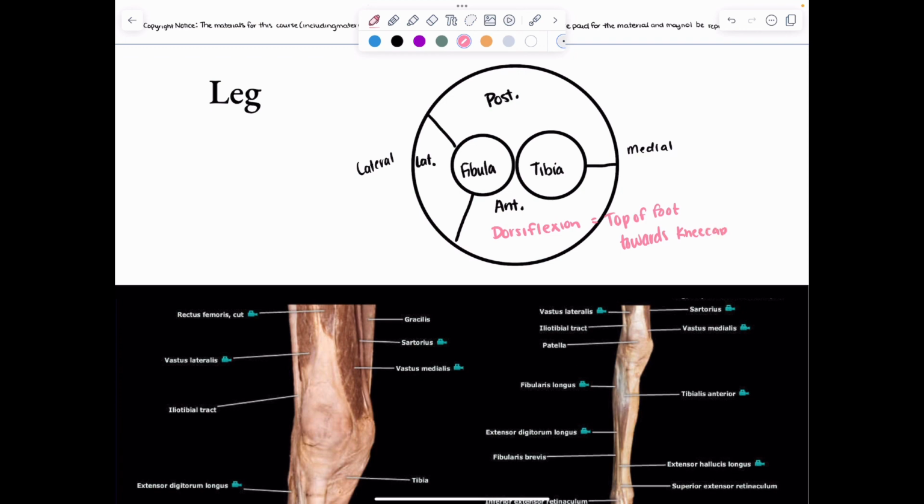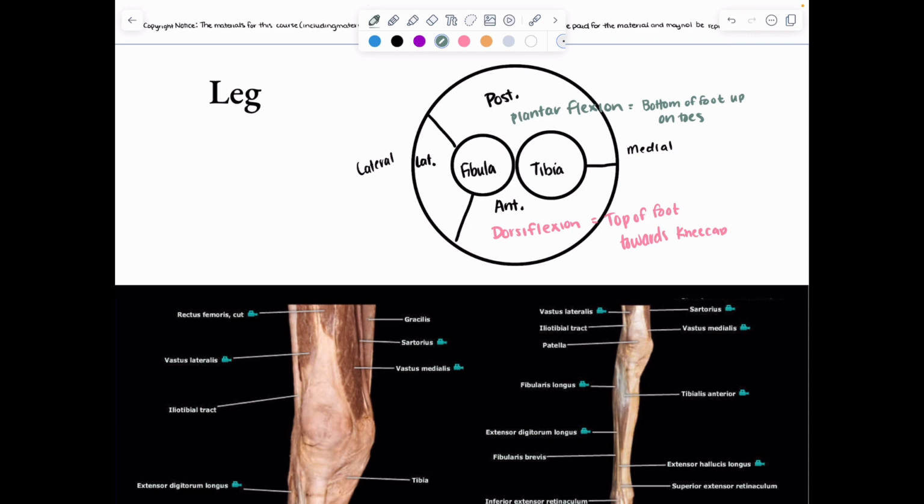Whereas the posterior compartment, which is our calves, is going to do plantar flexion. And that's where I'm thinking about the bottom of my foot going towards the back of my leg. Or you can think of on toes, right? And that's how, when you do calf raises, you come up on your toes, right? You're going into plantar flexion.